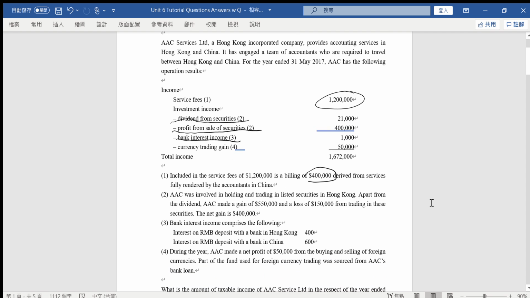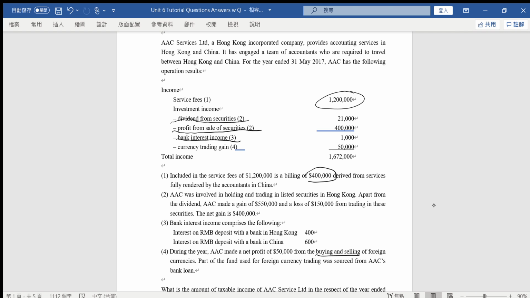Then number four is about during the year AAC made a net profit of 50,000 from the buy and sell of foreign currency. Half of the fund used for the foreign currency trading was sourced from Hong Kong, from AAC's bank loan. Now look at this item, and you will find the keyword, buy and sell. Also this company is an accounting service company, right? It's not a financial institution, but this company buys and sells foreign currency. That's why you treat the foreign currency as their trading stock.